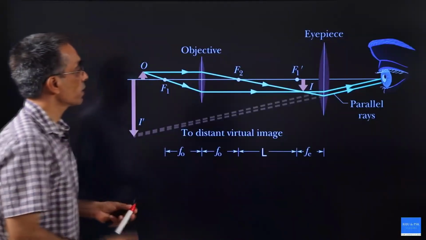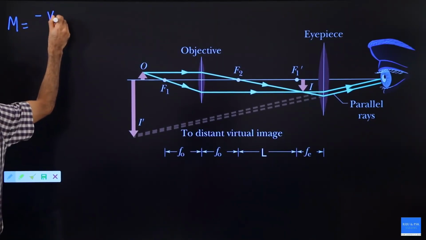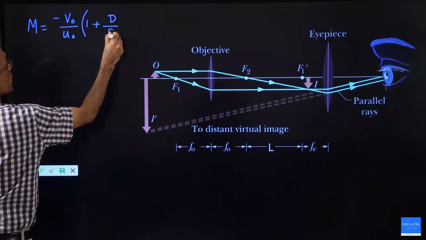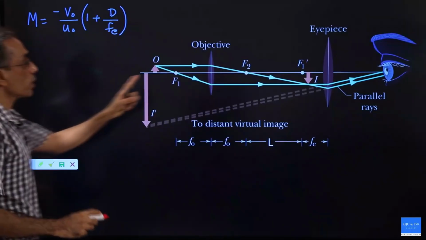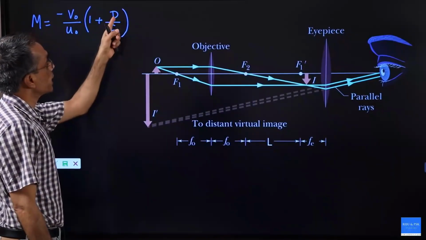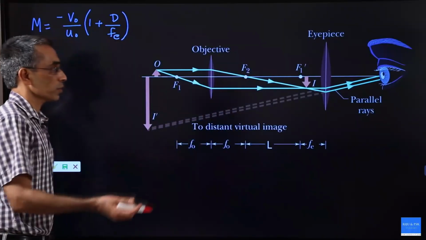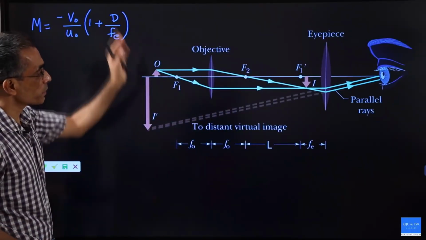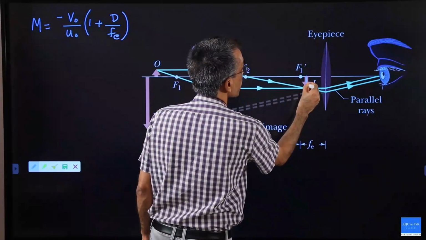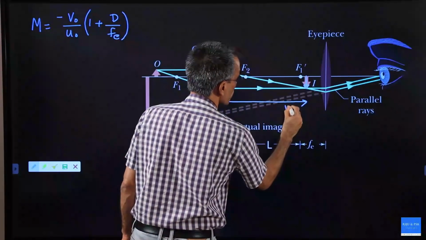Now, we know the magnification of this microscope is given by minus VO by UO into 1 plus D by FE, where VO is the image distance of the objective, UO is the object distance of the objective, D is the least distance of distinct vision, and FE is the focal length of the eye lens. Now, where is the image formed with respect to the objective lens? This is the objective lens and the image is here. This distance is what we call VO.